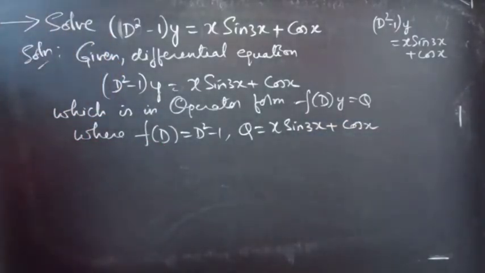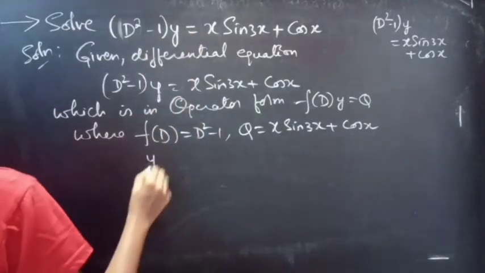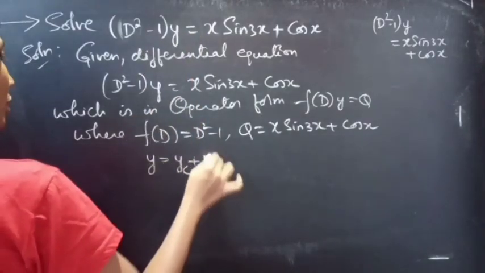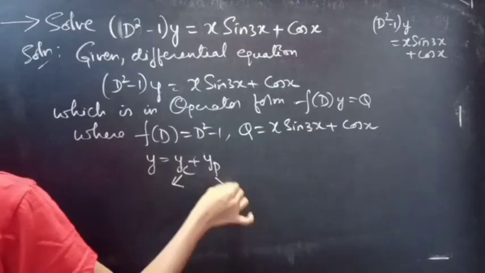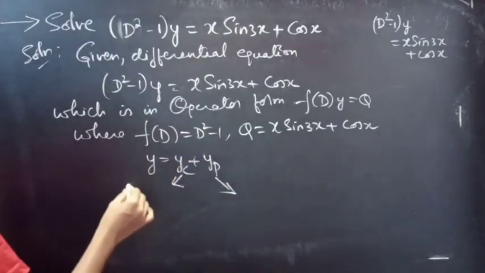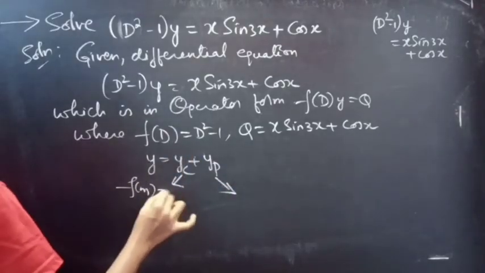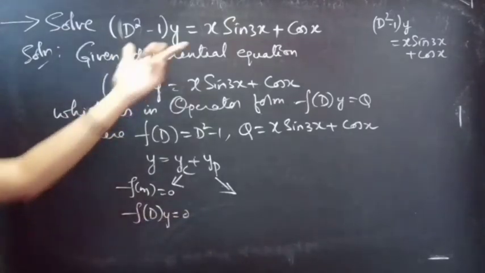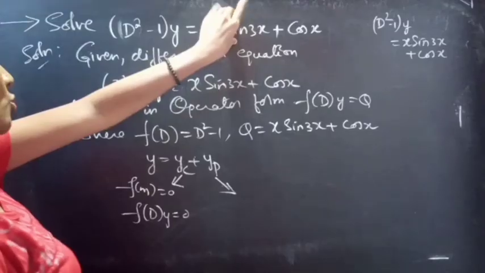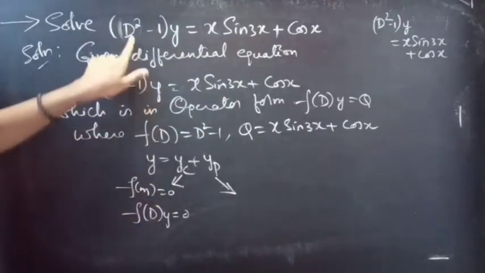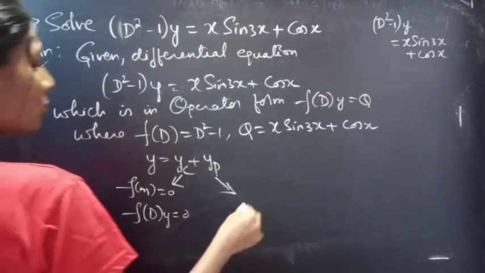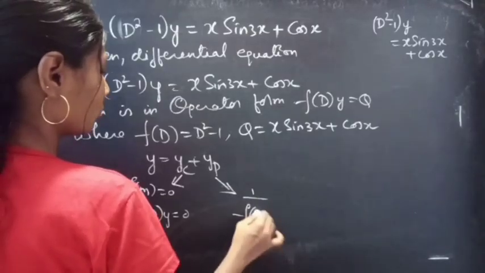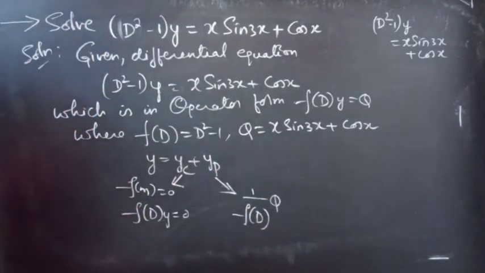Now we need to find the general solution to the given equation, which is given by y equals yc plus yp. Here yc is the complementary function, yp is the particular integral. We'll find yc using the roots of the auxiliary equation of the homogeneous equation of the given non-homogeneous equation. Simply by putting RHS to 0, we'll get the homogeneous equation, and we'll find yp using 1 by F(D) into Q. So now let's find yc and yp.